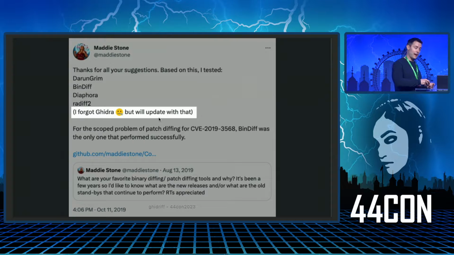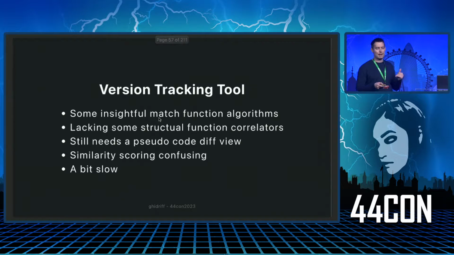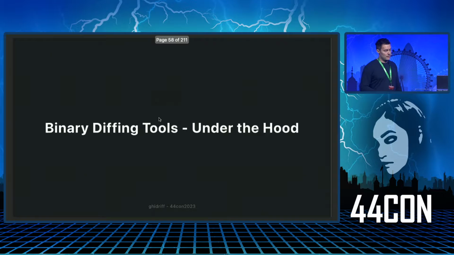Maddie Stone, back in 2019 for her big patch diff review, didn't include Ghidra in the mix, but here's my same review of the Version Tracking tool. It does have some good matching algorithms. It's missing some of the structural function correlators or matching heuristics that are common in both BinDiff and Diaphora. It doesn't have that pseudocode diff view, and some of its scoring is confusing. And as I mentioned before, it's not fast. It's slower than the other two. Okay, so those are the top three.